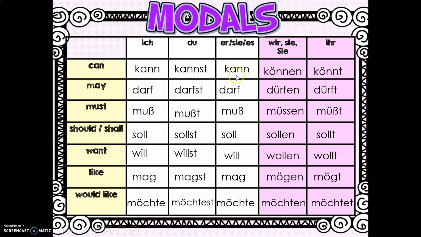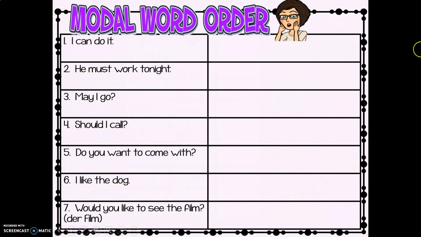So you can see how important it is to know these in pairs. It will really help you conjugate. All right, let's take a look at modal word order. Modals will go in the position the normal verb would go in. So if it's a sentence, it will go in the second position. If it's a question with a question word, it will go in the second position right after the question word. And if it's a question without a question word, it's going to be in the first position.